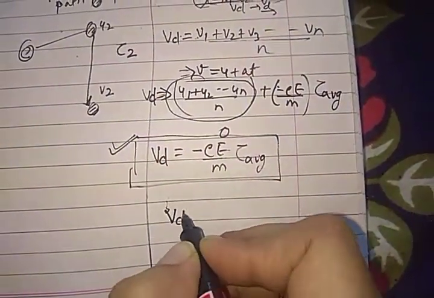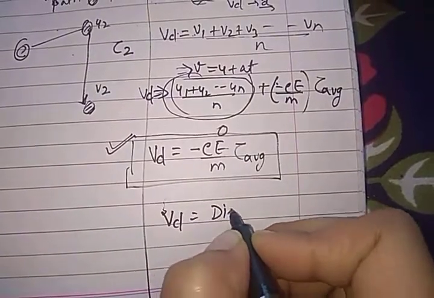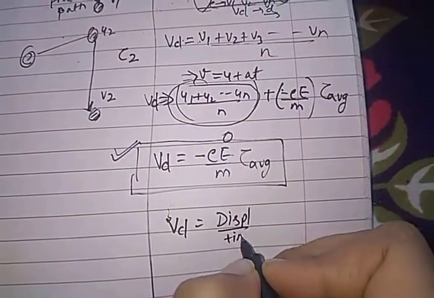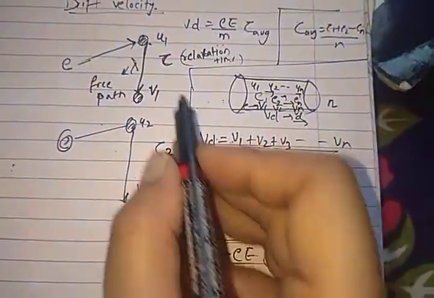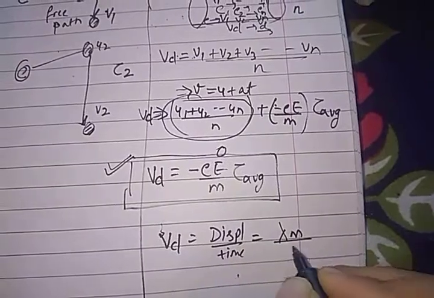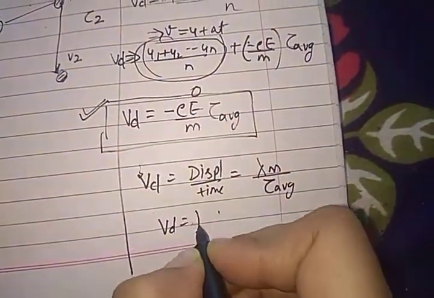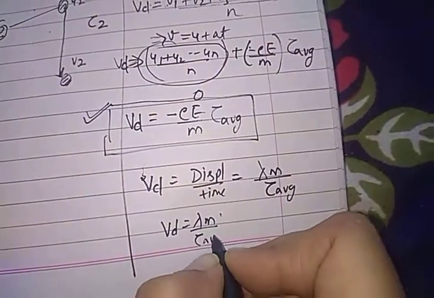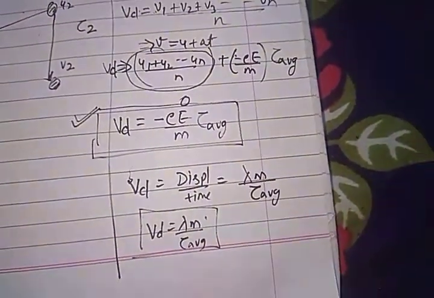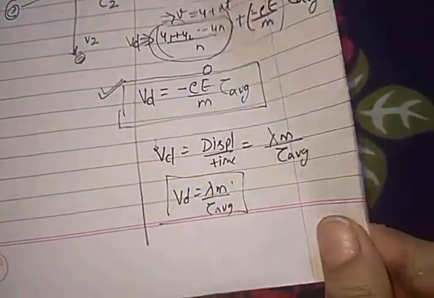Do you know what drift velocity is? Velocity is equal to displacement upon time. So what is the displacement here? Lambda. And what is the time? It is the tau average. So drift velocity can also be written as lambda upon tau average. Next, we will find the drift velocity in terms of L.